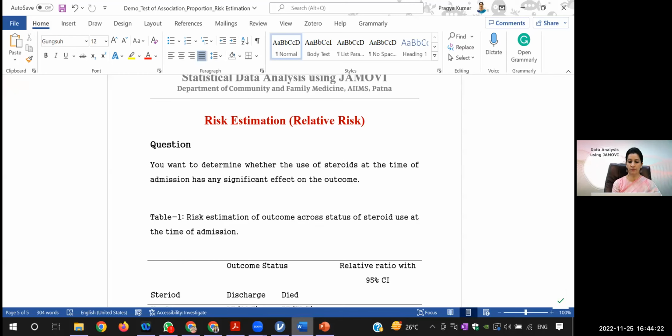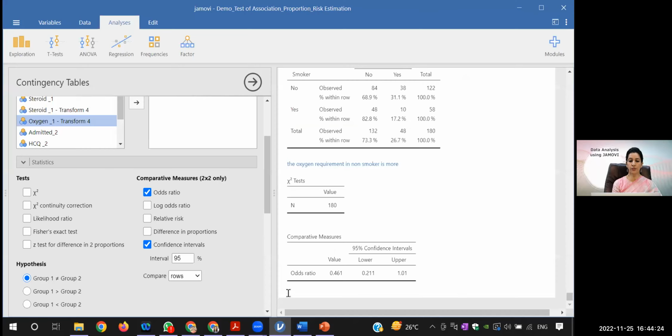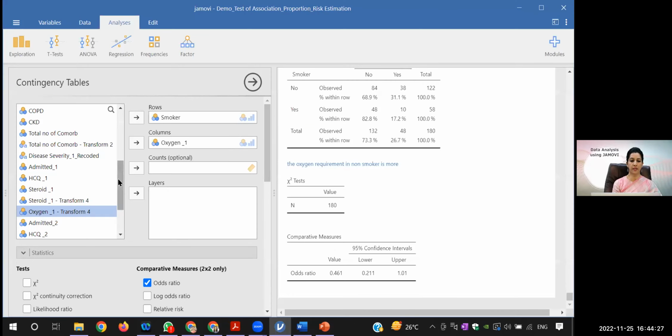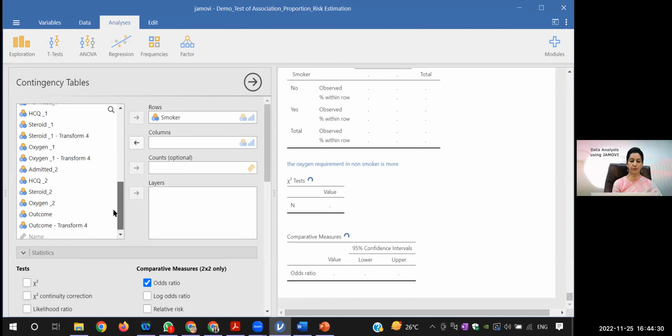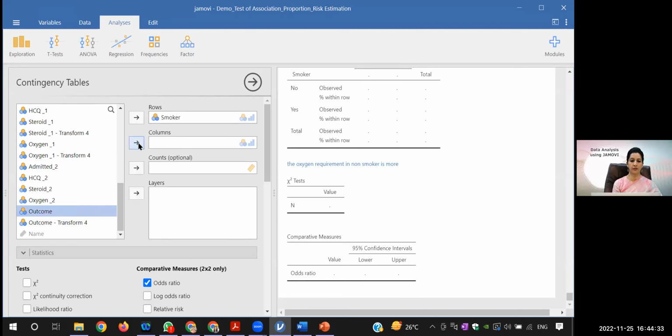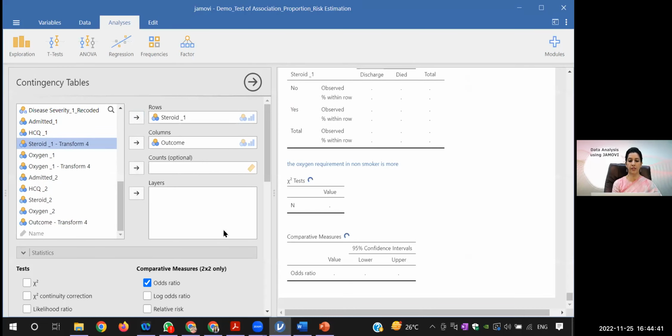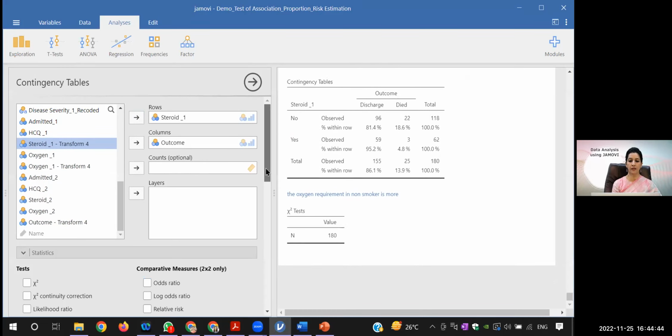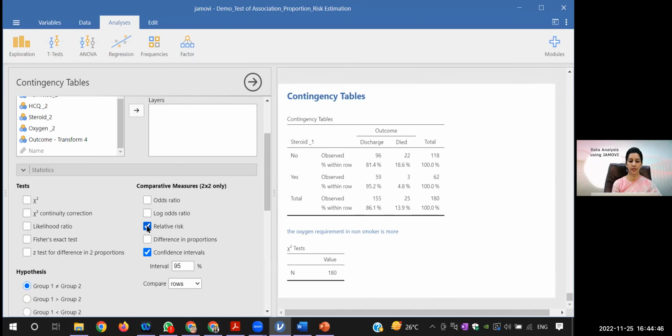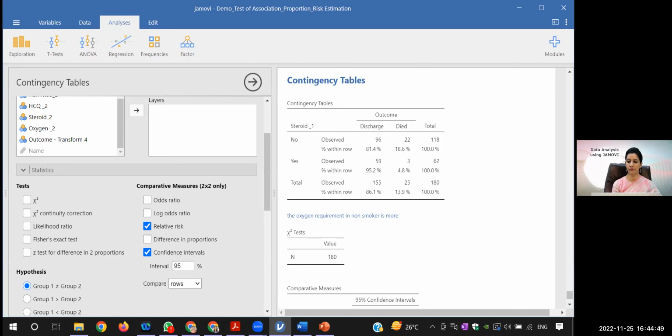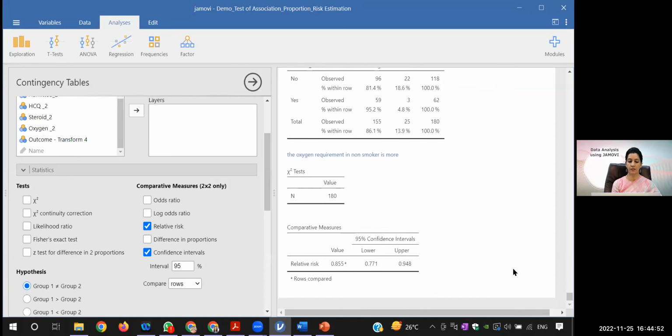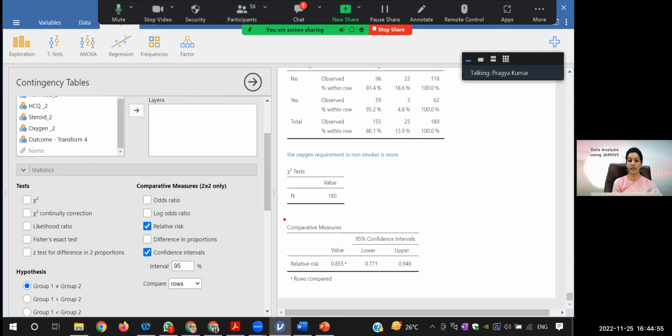So what I'll do, you go to the Jamovi, outcome is the dependent, so that I will move to the column. So I have moved to this column, and then steroid is the independent variable. So steroid 1 is the independent variable. And then I have clicked the relative risk. So you can see here the value of relative risk is 0.865. So this is again the relative risk in this cell.